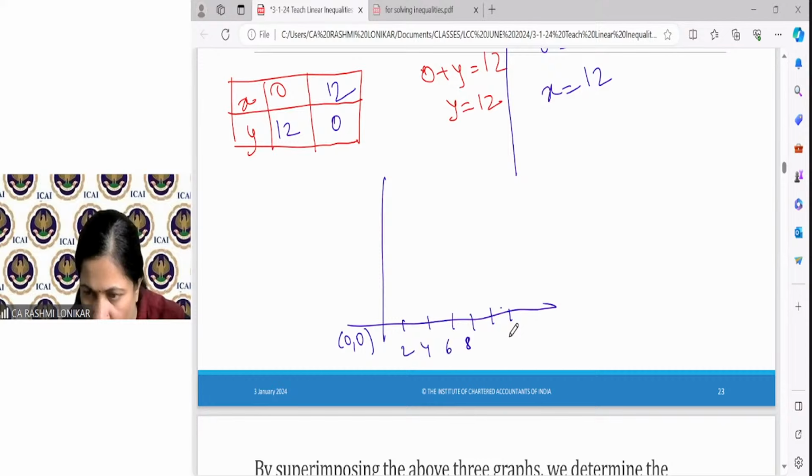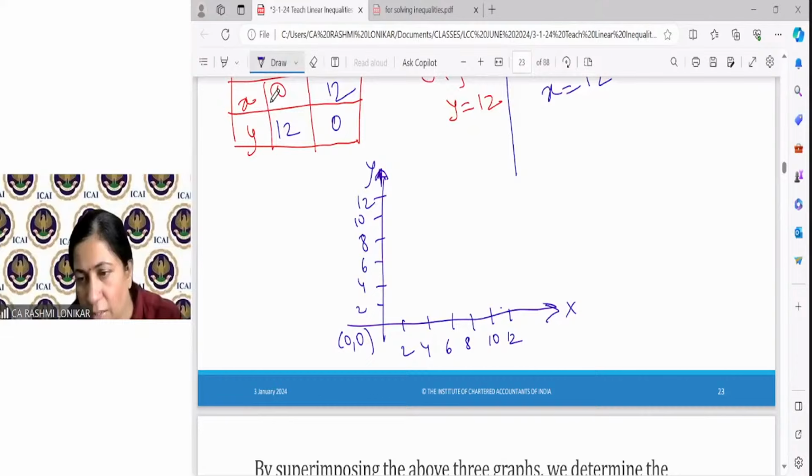This is my x-axis. This is my y-axis. 2, 4, 6, 8, 10, 12. So, when x is 0, y is 12. So, this is one point. When y is 0, x is 12. This is the point. Now, let me draw the line.